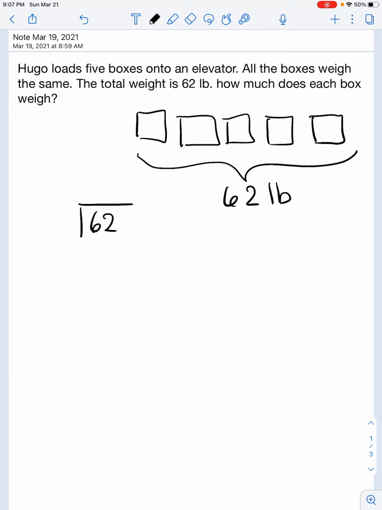62 divided by 5. And so we know that 5 goes into 6 one time, and that's 5. Okay, let's bring down the 2. 5 goes into 12 2 times, and so that would be 10. Now, if this were a fraction problem, we would just write our answer as 12 and 2/5.